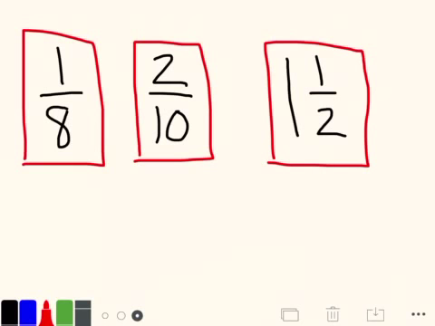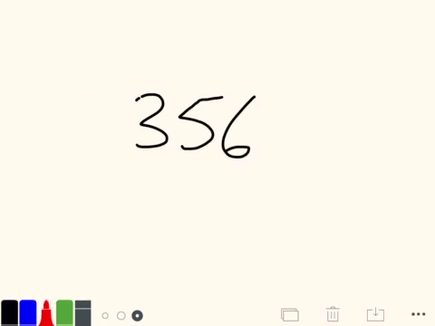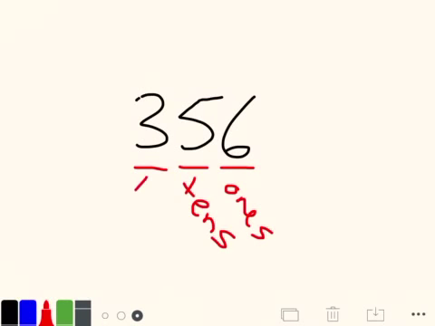So in decimals, you have to think of, in a number like 356, each of these digits is in a place. And we learned that earlier this year. So the 6 would be in the ones place. We know that. The 5 would be in the tens, T-E-N-S place. And the 3 would be in the hundreds place.